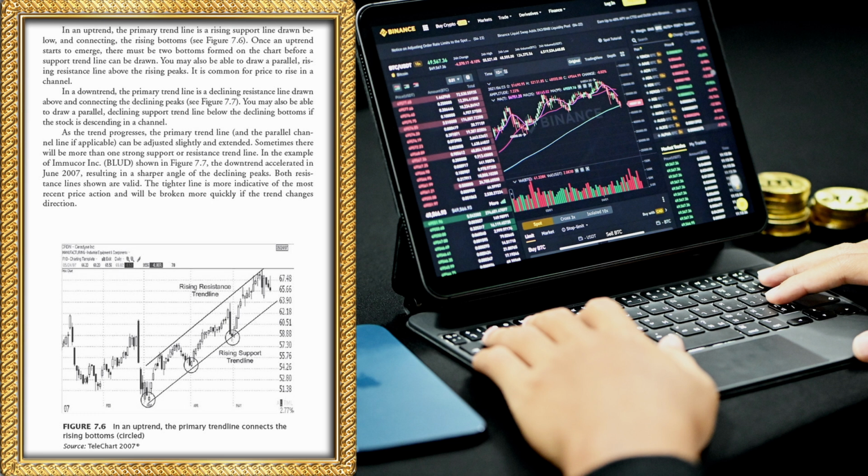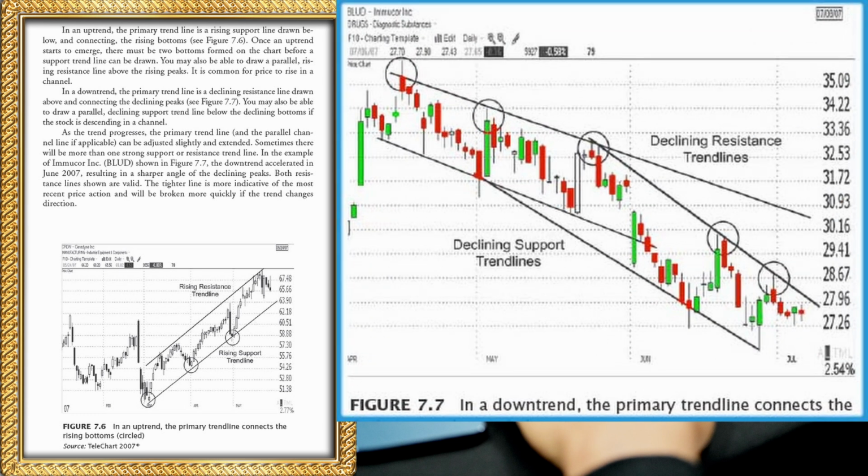In a downtrend, the primary trend line is a declining resistance line drawn above and connecting the declining peaks. See Figure 7.7. You may also be able to draw a parallel, declining support trend line below the declining bottoms if the stock is descending in a channel. As the trend progresses, the primary trend line and the parallel channel line, if applicable, can be adjusted slightly and extended. Sometimes there will be more than one strong support or resistance trend line.